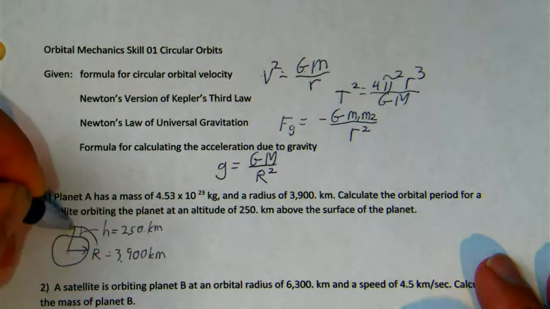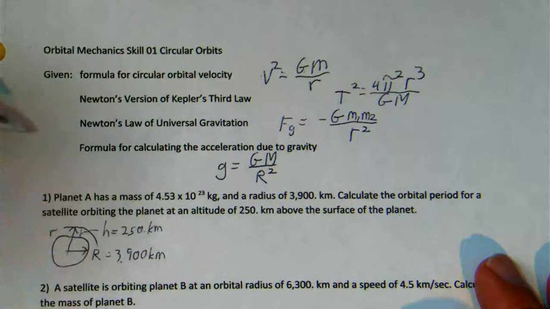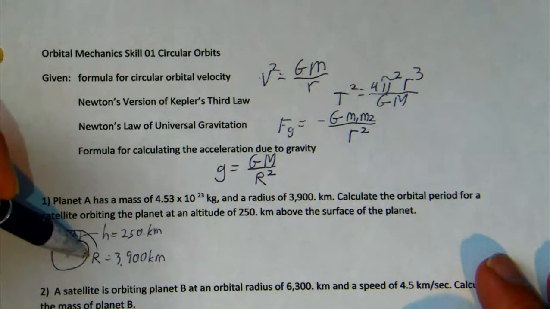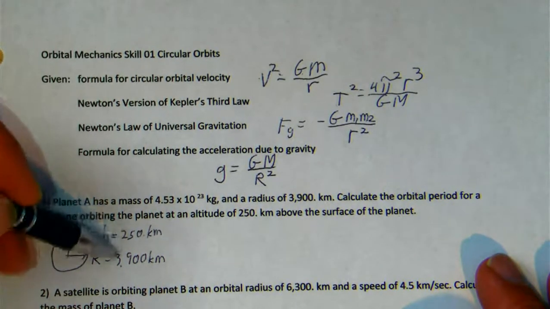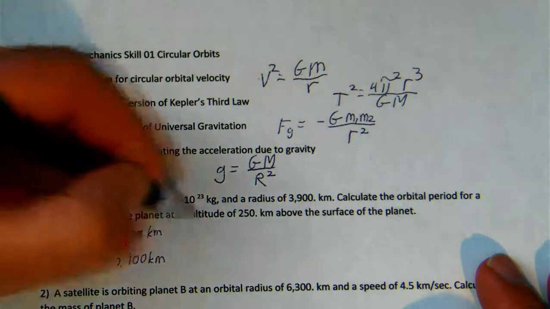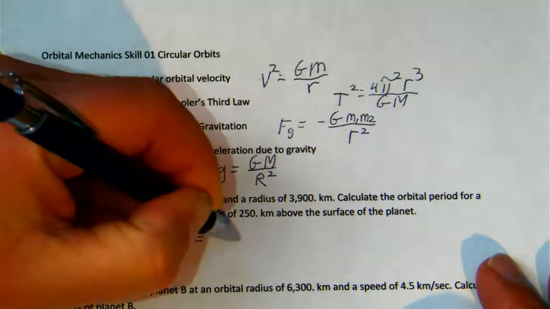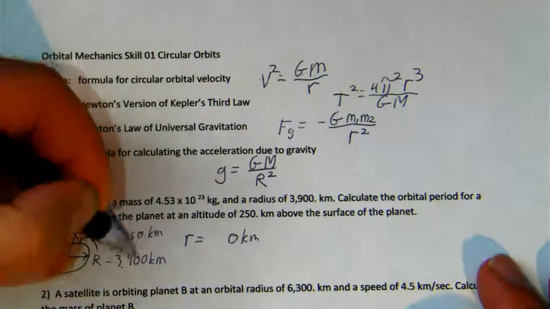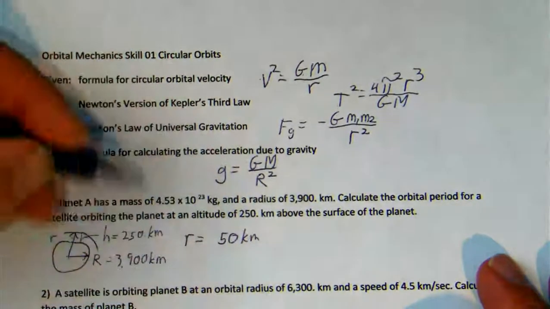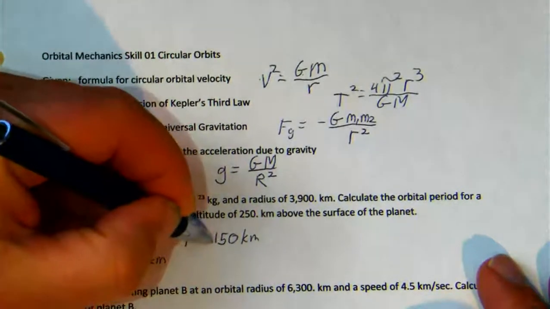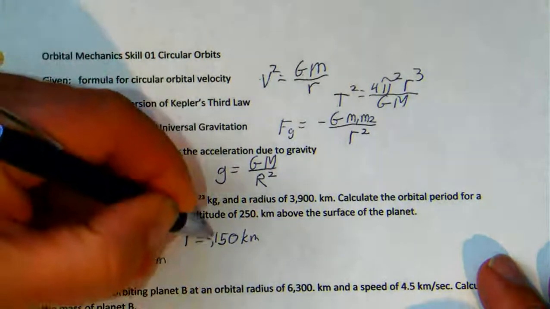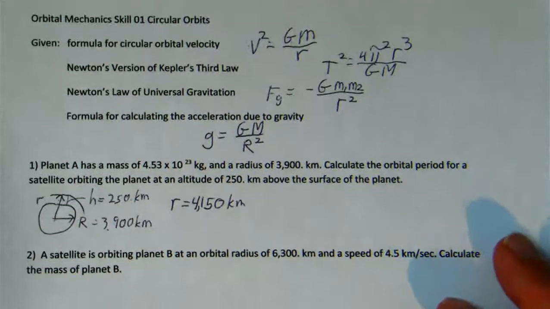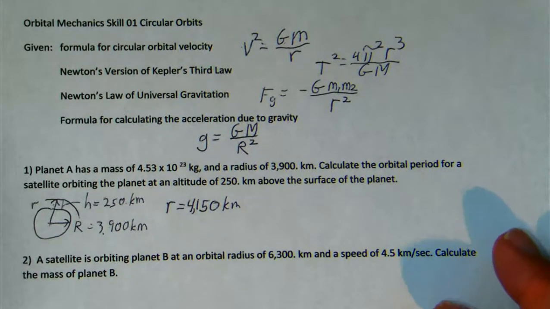If this little bit here is the altitude, h, that altitude is 250 kilometers. And our orbit radius, little r, is going to be the sum of the planet's radius and the altitude above the surface of the planet. So the orbit radius in units of kilometers is 3,900 plus 250. So the orbital radius is 4,150 kilometers.